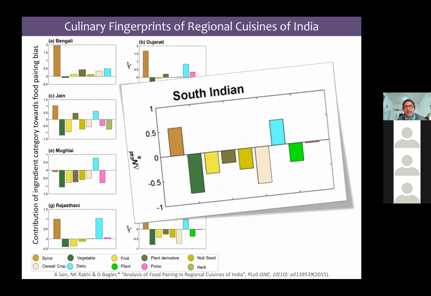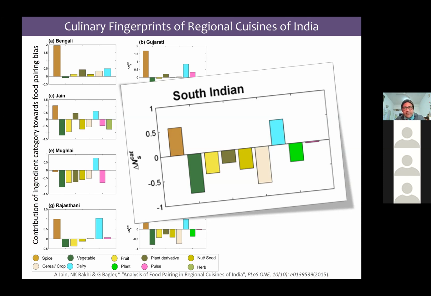We call it the culinary fingerprint, like DNA fingerprint, because similar to DNA fingerprint, which uniquely identifies an individual, culinary fingerprint tries to uniquely identify what are the specific patterns of ingredient combinations in a given cuisine, such as South Indian cuisine, Maharashtrian cuisine, Jain, Gujarati cuisine, Bengali cuisine, etc.